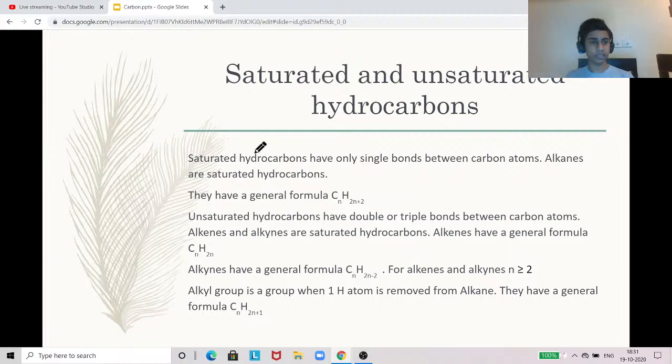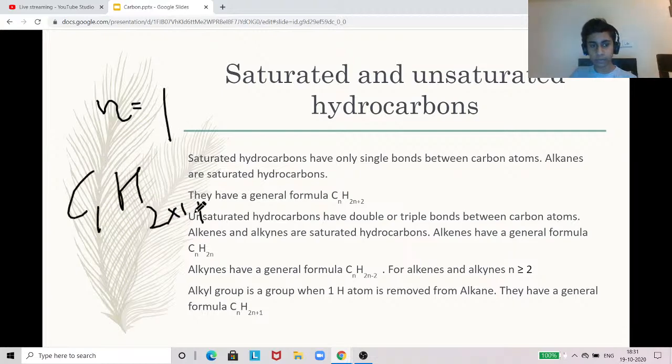Saturated hydrocarbons are all the hydrocarbons that have only single bonds between carbon atoms. We call them alkanes, and they have a general formula CnH2n+2. Let's put n equal to 1. We get C1H(2 into 1 plus 2), which is CH4.